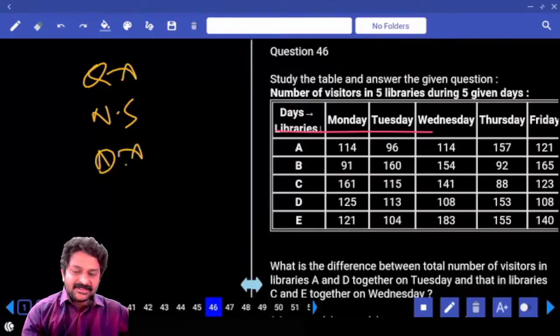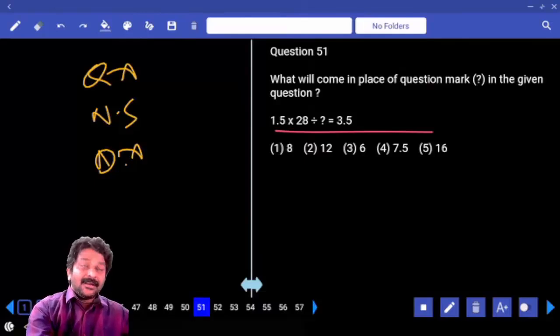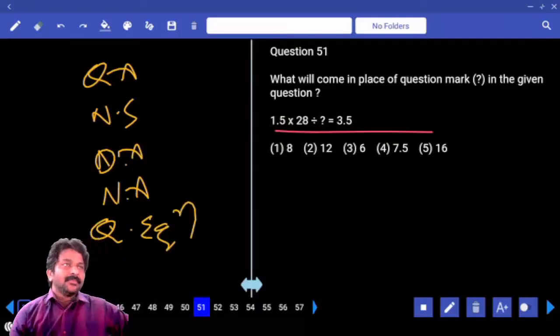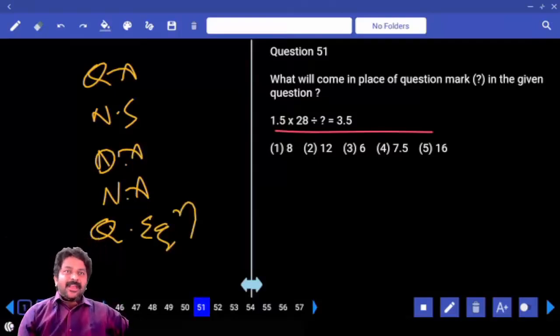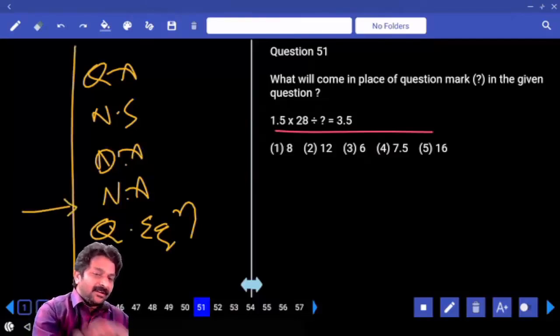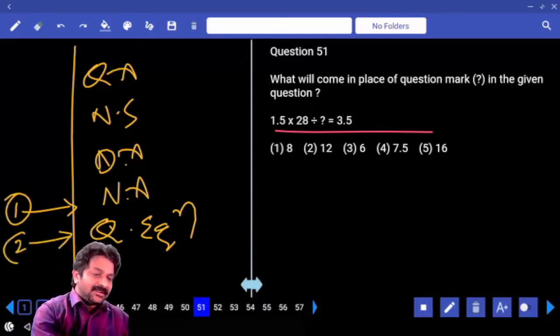Data analysis, and then simplification. This is called numerical ability, and we may get quadratic equations also. So selection is important, where to start from. I always recommend numerical ability, the first one, then quadratic equation, second one, number series.